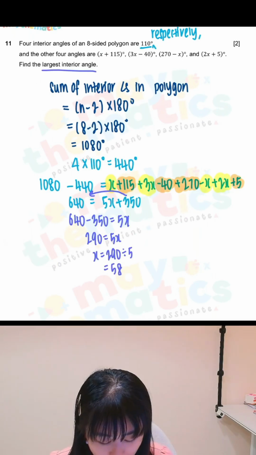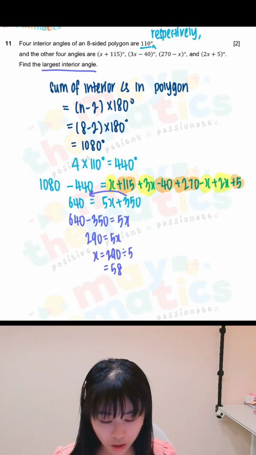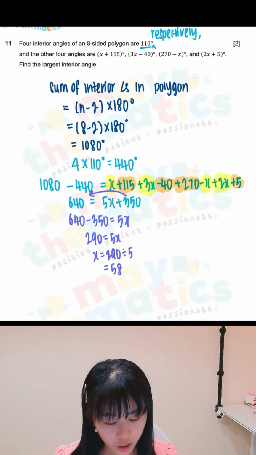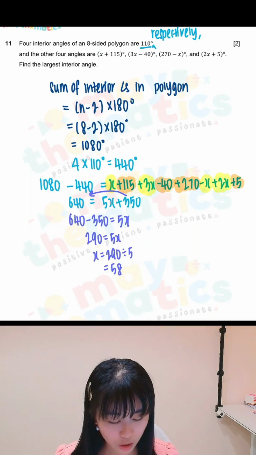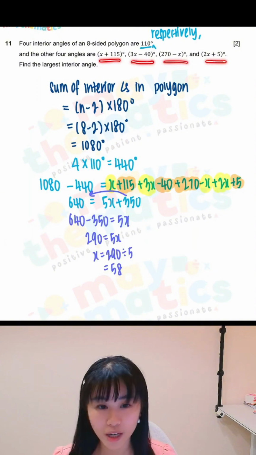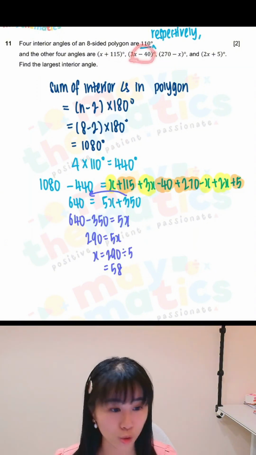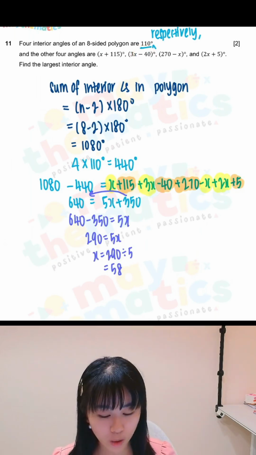How to find the largest interior angle? Anybody, do you know the largest or not? To be honest, you look at it like that, you can't tell. Don't think this 3x is confirmed the largest, because you have minus 40 also. You don't know. So you have to find every single one of them.